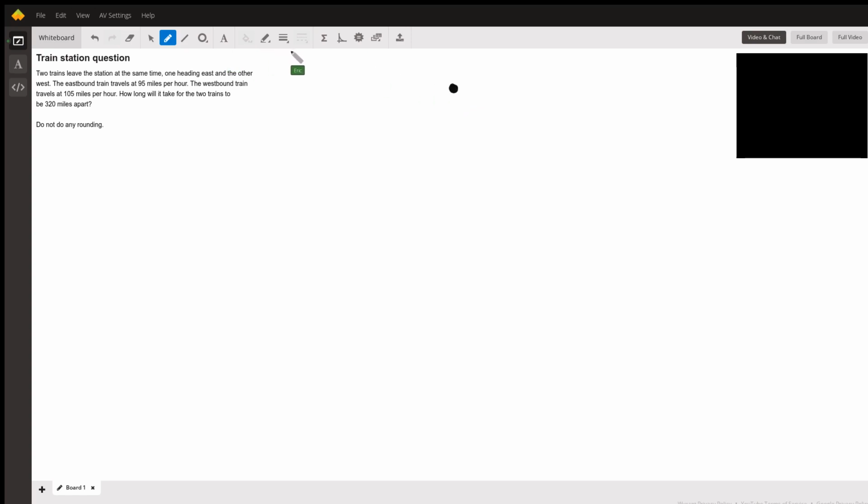We know that one is heading east and the other is heading west. So we're going to draw an arrow going to the right to represent the eastbound train. And we know another train is going west, sorry. So we're going to draw an arrow going to the left. So we have an arrow going to the right and an arrow going to the left to represent our eastbound train and our westbound train.